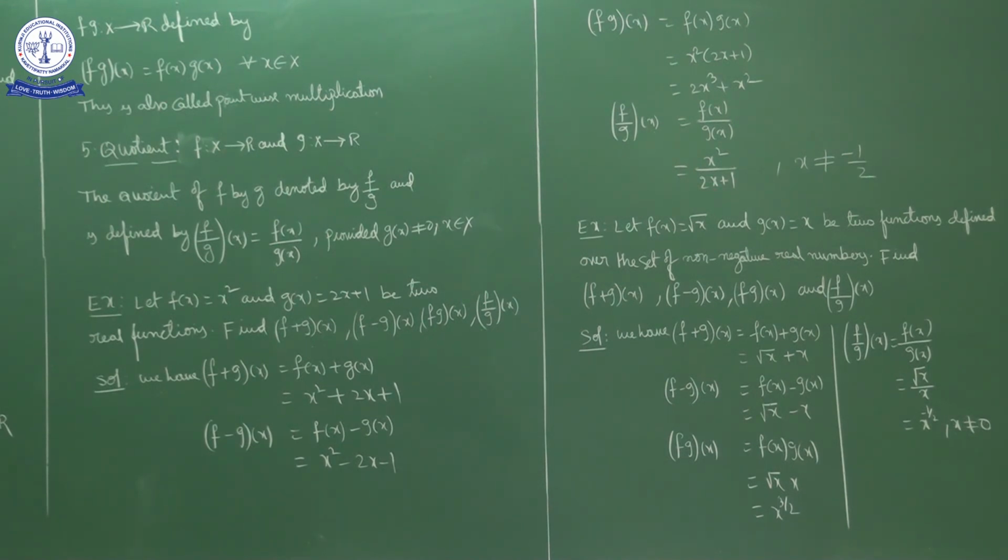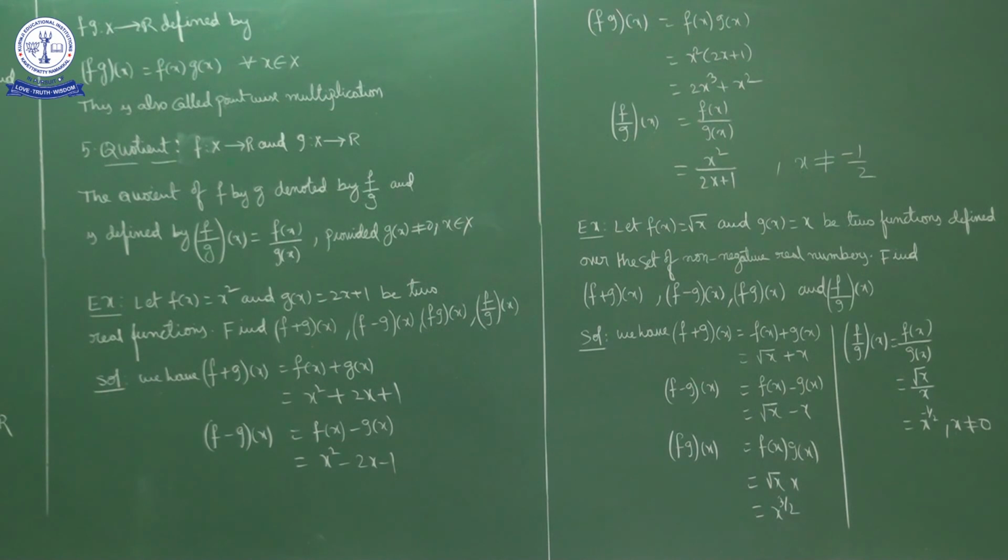This f by g quotient is defined when the denominator is non-zero. Denominator is non-zero means 2x plus 1 should not be 0, which means x should not be equal to minus 1 by 2. Suppose x is equal to minus 1 by 2, then the denominator is 0. So f by g of x is defined for x not equal to minus 1 by 2.